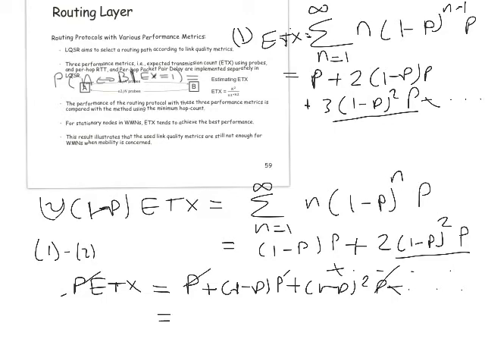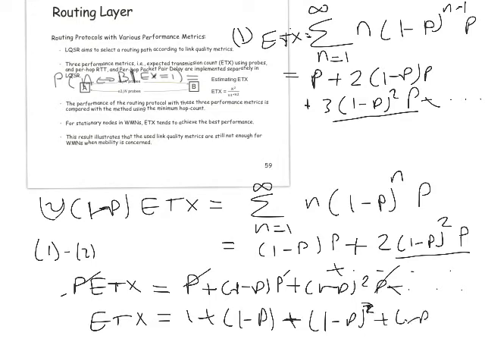So ETX will become 1 plus (1 minus p) plus (1 minus p) squared plus (1 minus p) cubed, and so on. This is a geometric series. We know how to get the summation of this. It's very, very easy.